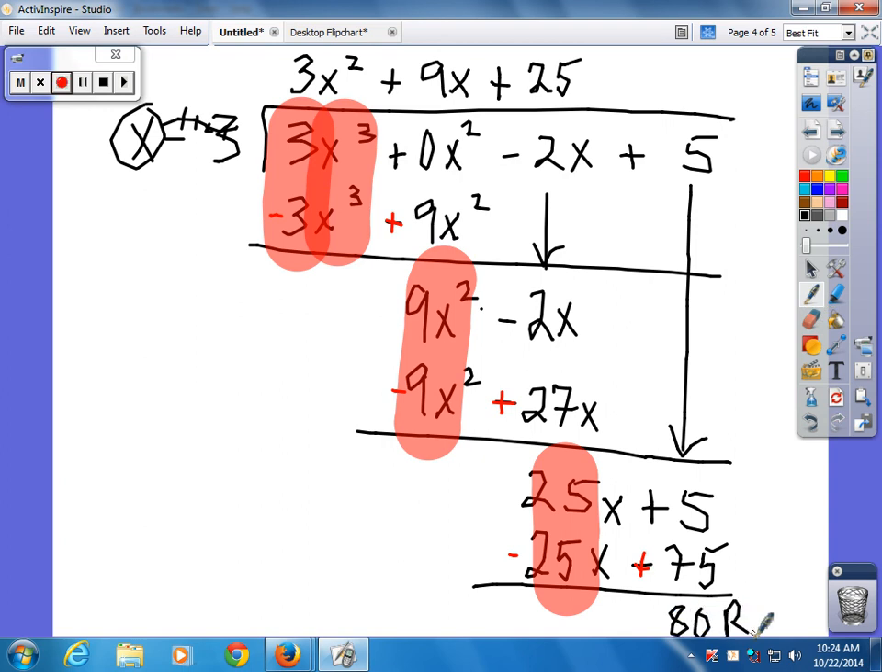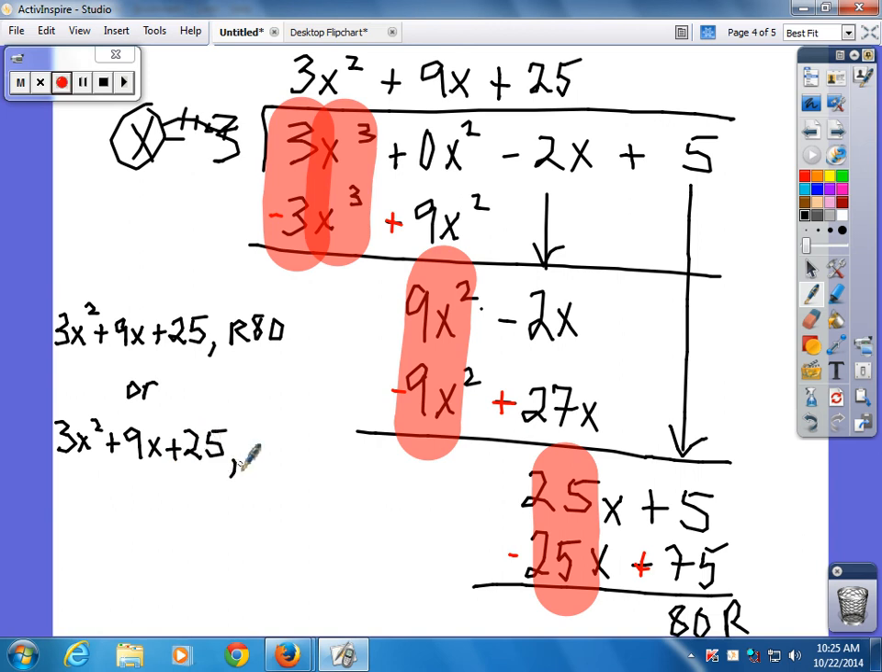80, remainder. So your final answer: how many times will x minus 3 go into this? It'll go in 3x squared plus 9x plus 25 with a remainder of 80, or 3x squared plus 9x plus 25, plus 80 over x minus 3.